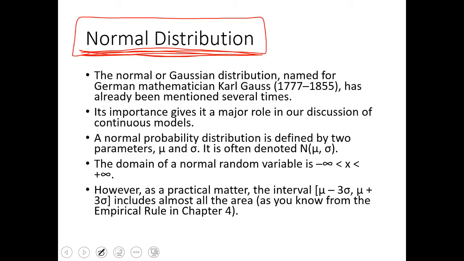Okay, so the normal distribution has another name, the Gaussian distribution, because the normal distribution was first introduced by the German mathematician Karl Gauss.